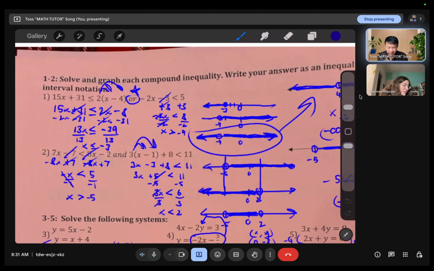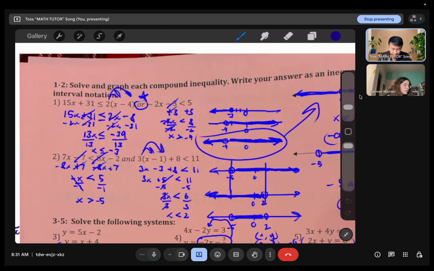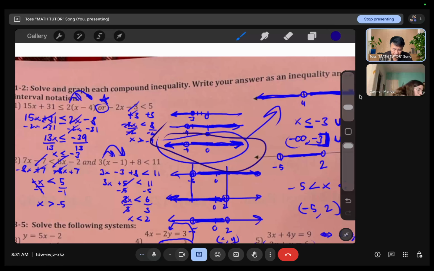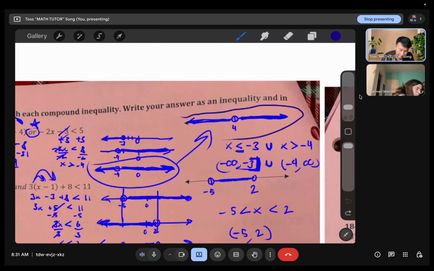Okay, so let me summarize this quickly. When you have "or", you have to keep all the answers. If it's pointing whatever direction, you keep them all, except where there's a gap. So the answer for the first one looks like this. I made it clearer over here. It's everything except 4.